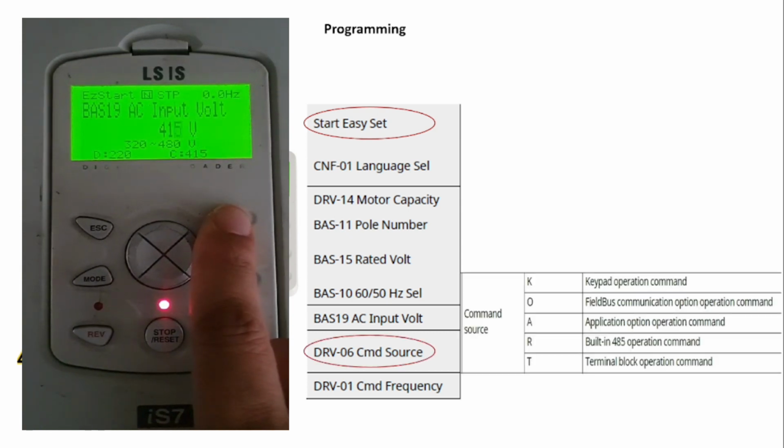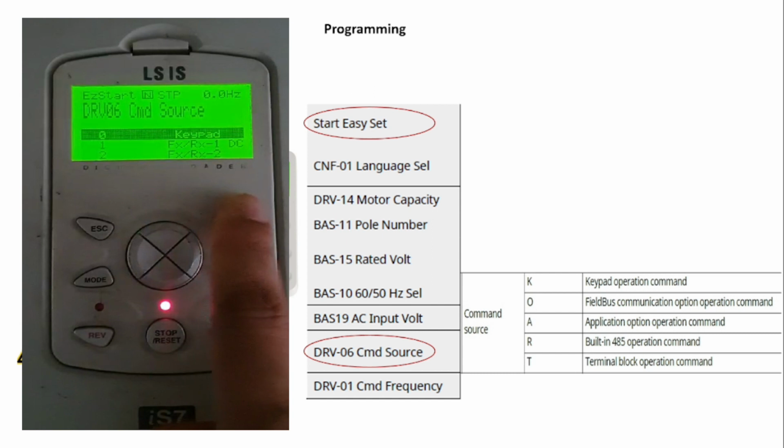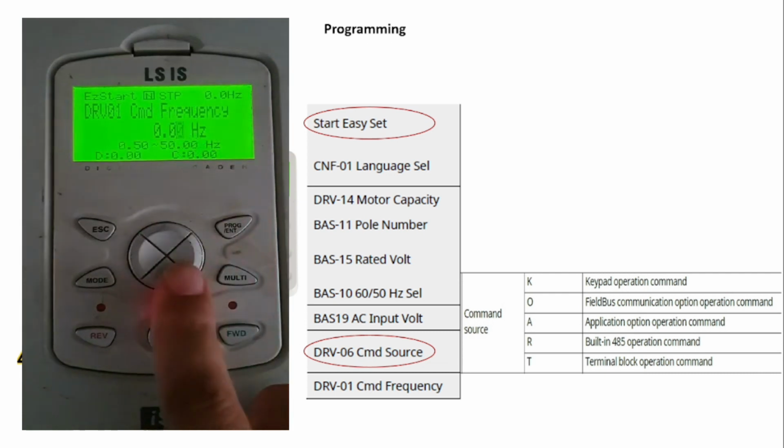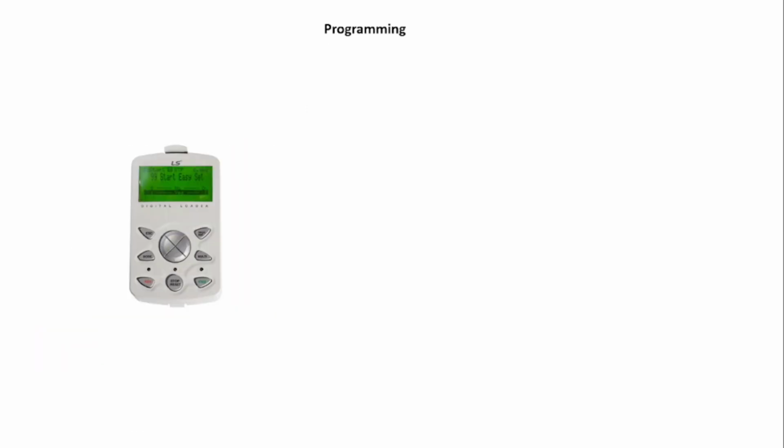For command source, we need to select whether we want to control the drive from the graphic loader, the fieldbus, any specific application, RS485, or the terminal block. Then the command frequency also needs to be selected, whether from the graphic loader, the terminal block, or the fieldbus. Depending on the application and requirement, we can select. We can also skip Start Easy Set by selecting No and set parameters individually as per our application requirement.